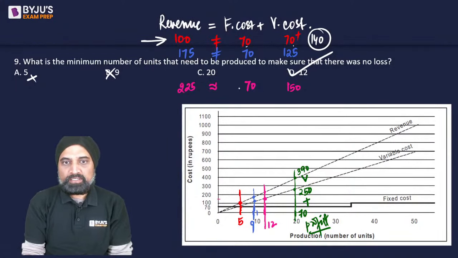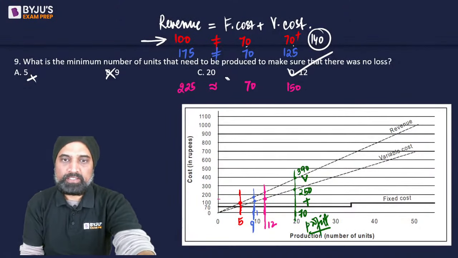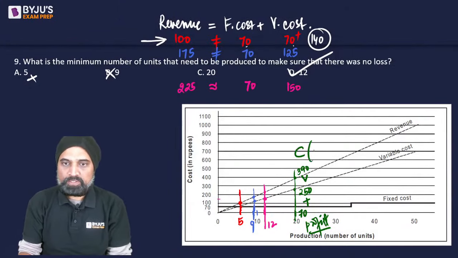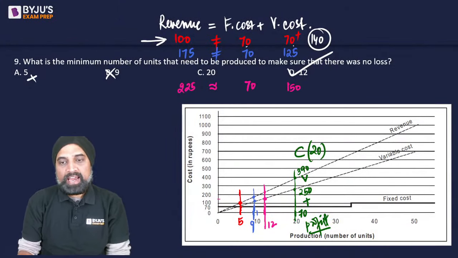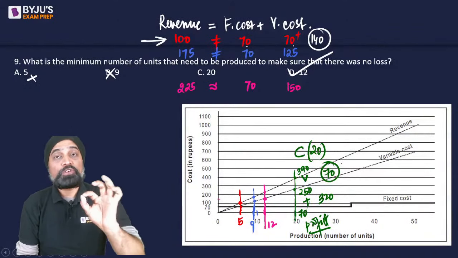If we look at the value C, right? Acha, ye C ka nahi tha na? C was 20 idhar, bottom. So this was C option, C option as in 20 ka. So at 20, this was 320, this was 390. So there was a profit of 70 rupees. So at 20 units, the profit was 70.